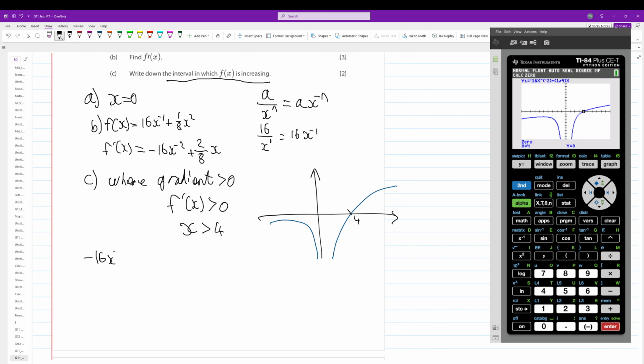If you are a person that would rather just use the calculator, as you should, rather than using algebra, skip this bit. We're going to solve for this being greater than 0. So we get a quarter x is greater than 16x to the minus 2. That is the same as 16 divided by x squared. That means that I get x cubed is greater than 64, so x is greater than 4. Same answer, but a lot more steps.